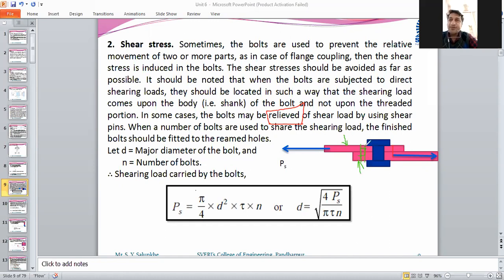So these shear pins are utilized in some cases where the shear load is taken by means of pins, and only the flanges are kept together by means of nut and bolt.